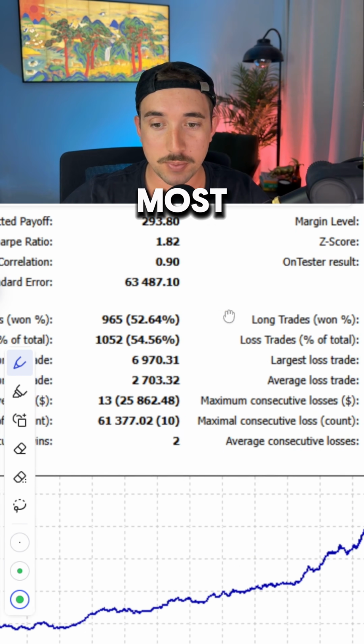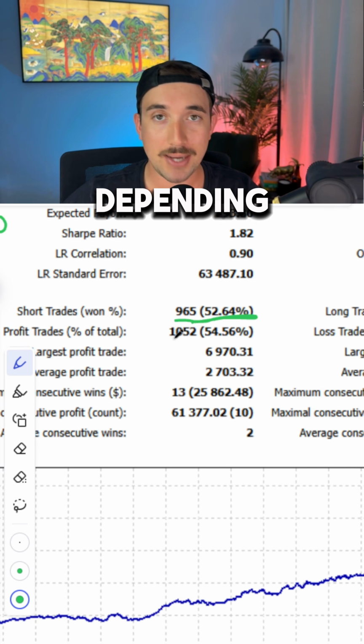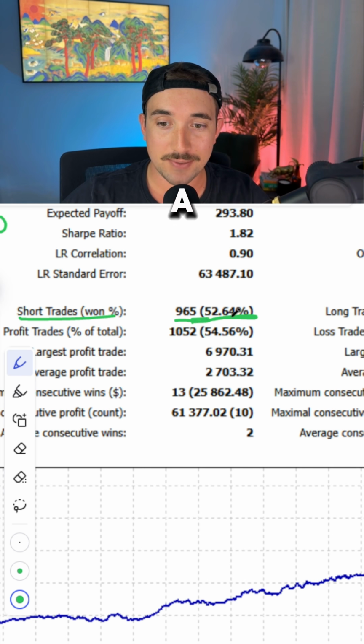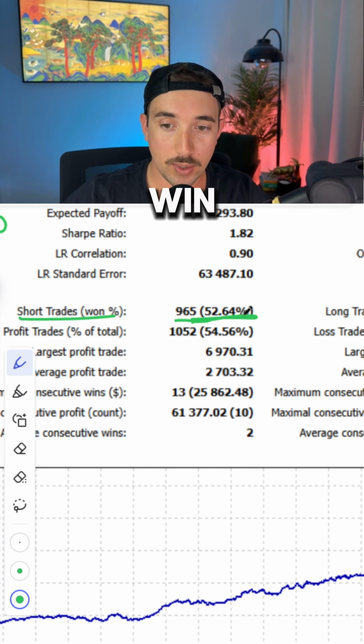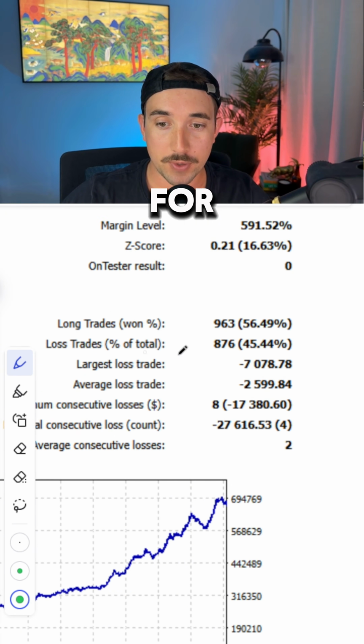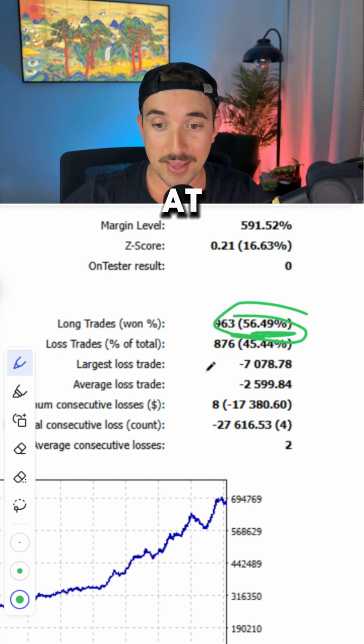Really important that most people don't consider is that your long trades and short trades percentage wins will actually be drastically different depending on the current market regime. For example, the short trades has only got a 52.64% win rate, which is still pretty good, but it would be good if it was 1 or 2% higher. For the long trades here, we have 963 and a 56.49% strike rate. That's actually rather good, and it's passable at this level for sure.